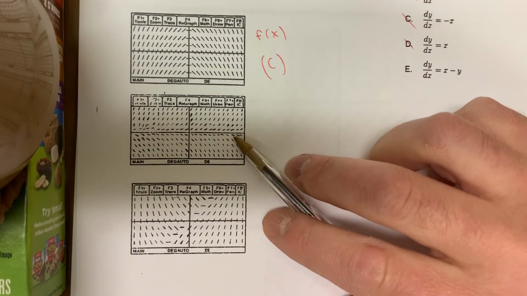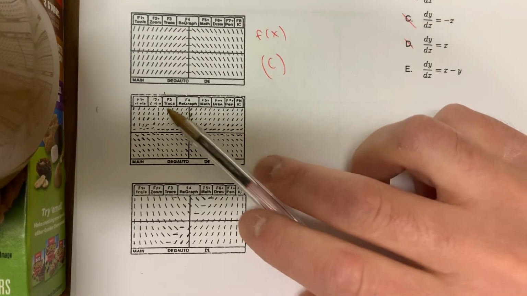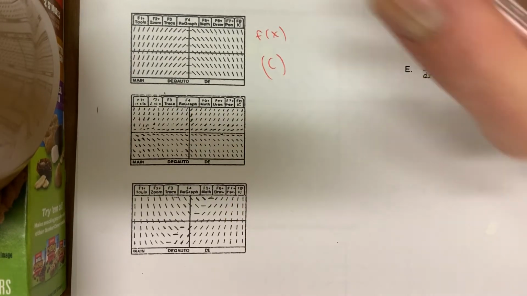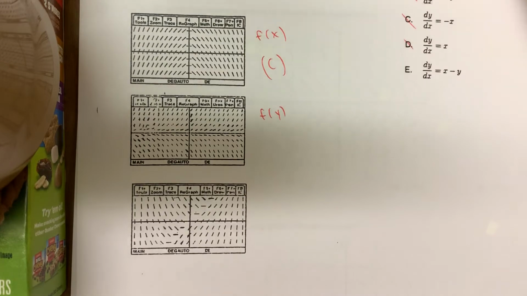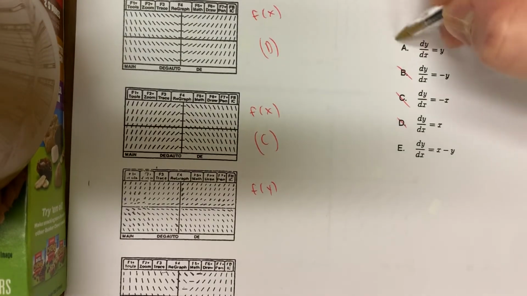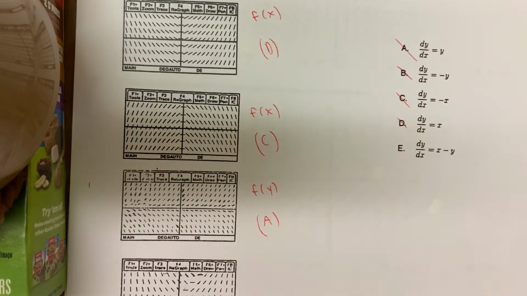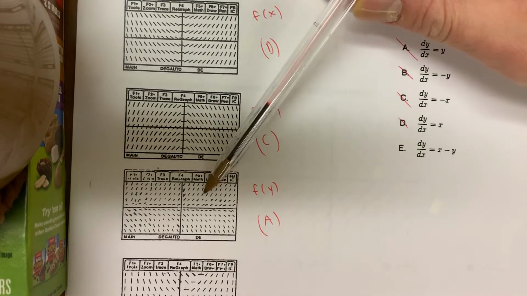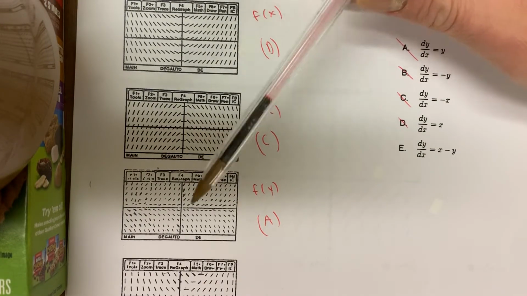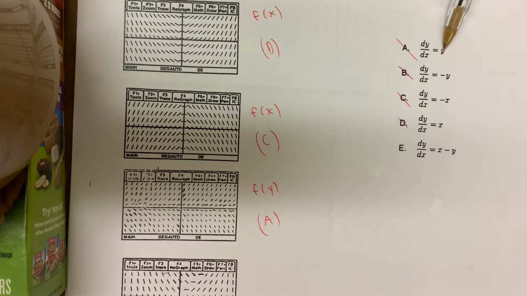This guy right here, the fourth one, you can see we have the same slopes in a horizontal line. Okay, so that means we're dependent upon y. So the derivative is a function of y. The only one here on the left that's a function of y is going to be a. Once again, quadrant game: first quadrant, all the y values are positive, all the slopes are positive, so the y values being positive will generate a positive slope.